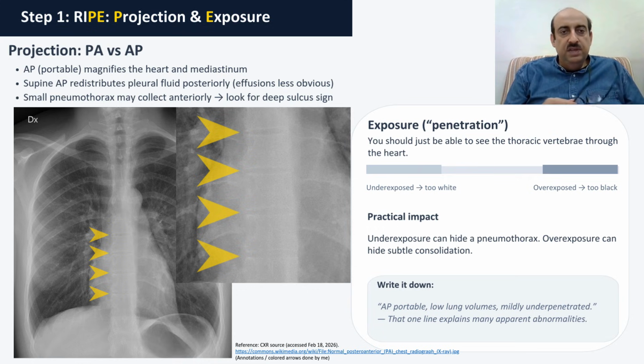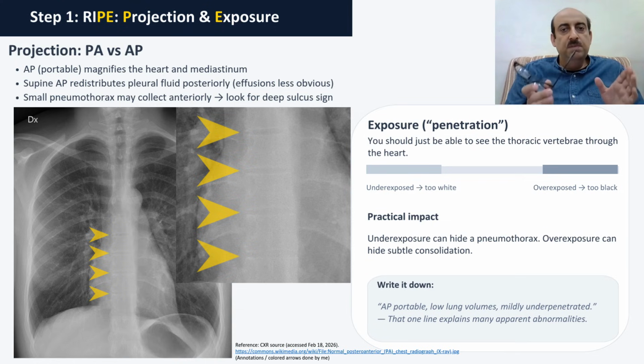And regarding projection, we have discussed in the previous videos about the PA and AP. You can look at those slides, but essentially AP portable magnifies the heart and mediastinum, so you cannot comment on the heart size. In terms of exposure, it means how the X-ray radiation is penetrating. So if it's underexposed, it means there isn't enough radiation penetrating through the chest wall, and hence it looks more whitish, while overexposed means there is too much radiation penetrating, and hence it looks more dark or black in color overall.